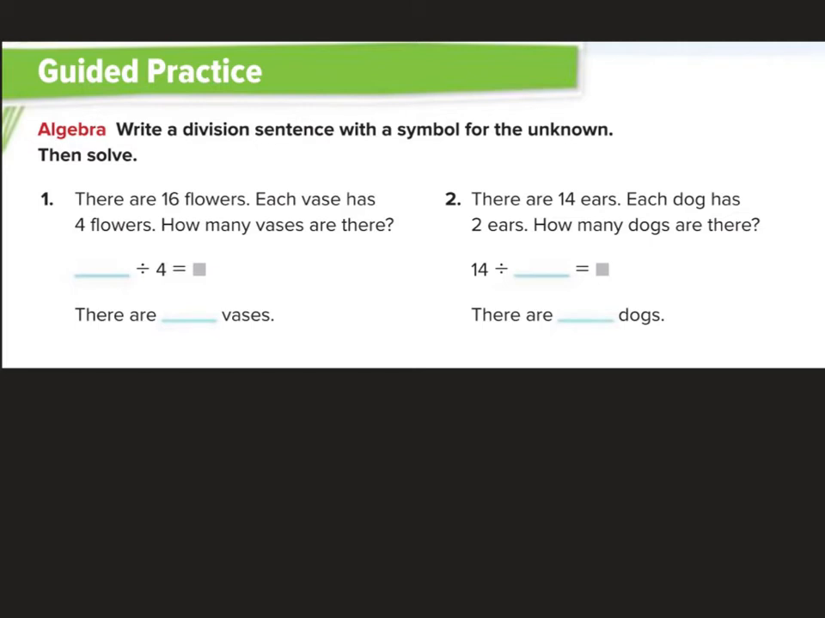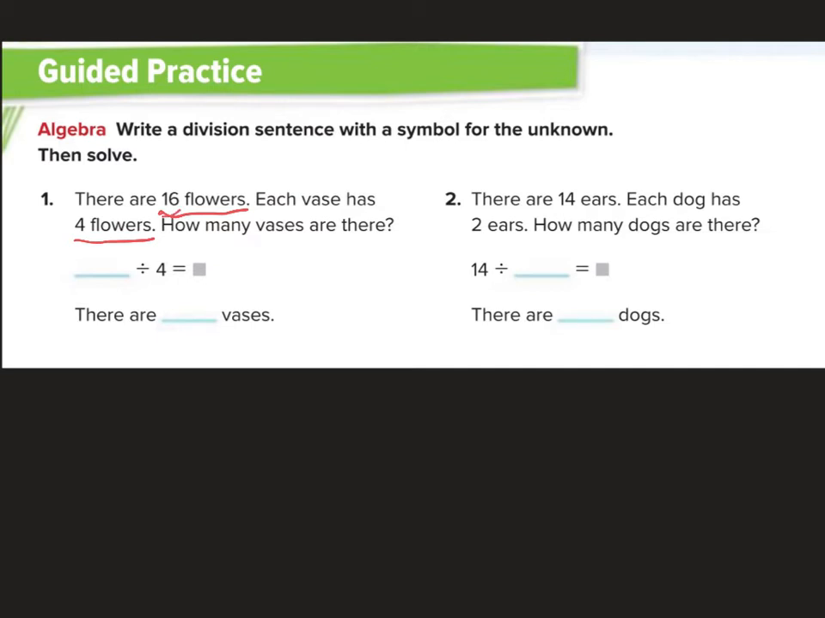Here's our guided practice. It says it's algebra. Write a division sentence with the symbol for the unknown, then solve. So here it says there are 16 flowers. Each vase has 4 flowers. How many vases are there?